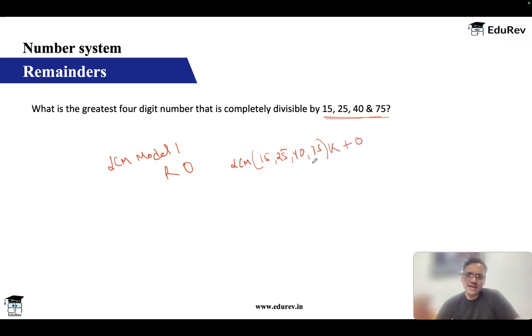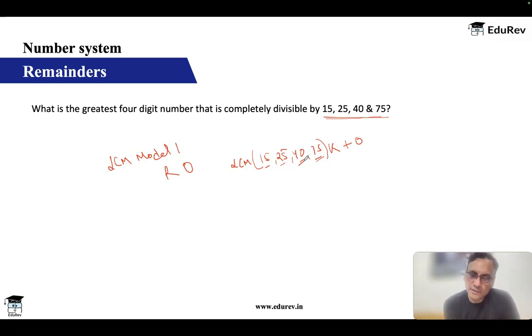Okay, so as I had discussed, I'll prefer that we check for multiples of 75. Now 75 is already a multiple of 15 and 25, so really you have to bother about 40. And for 40 you have to look at something that ends with a 0. So an odd multiple of 75 will not work, you'll have to check for even multiples. So 75 into 2 is 150.